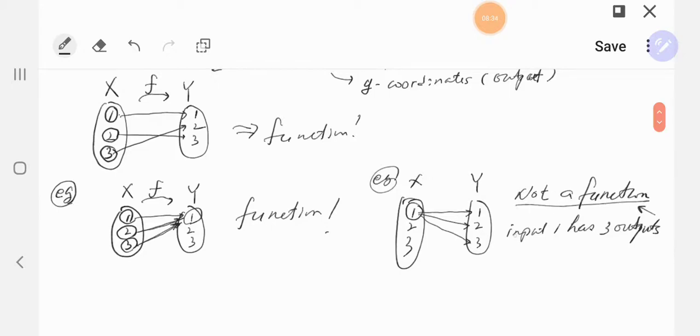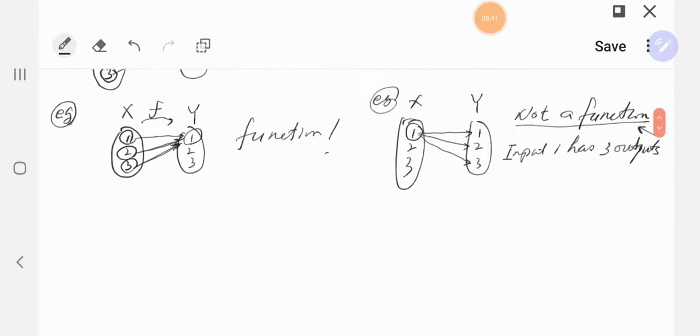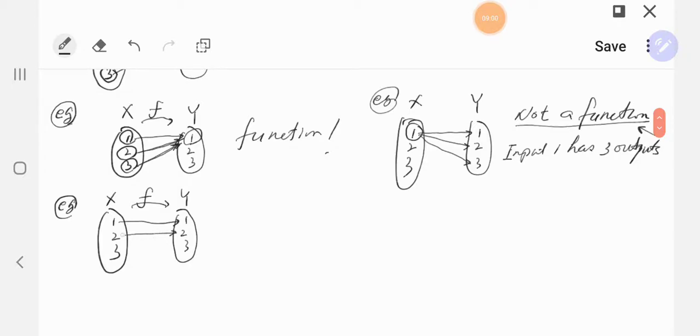Each input must have only one output. Okay, let's try more examples. Here is input x, output y. The relation is f, 1, 2, 3 and 1, 2, 3. This one goes to 1, this one goes to 2, and 2 goes to 3. And this one goes over here. Is this a function? No, not a function.